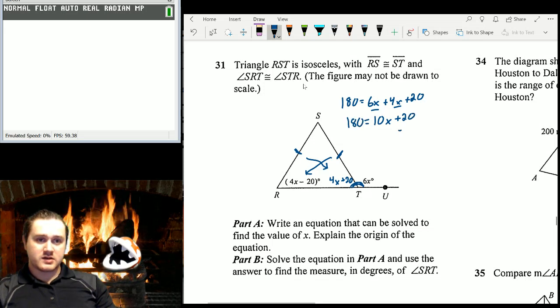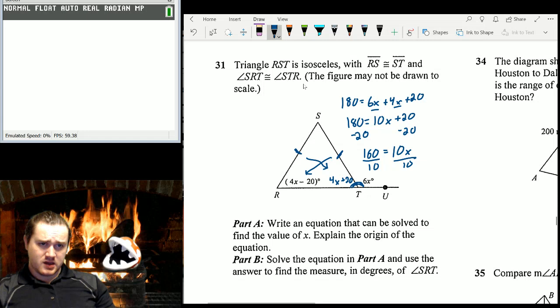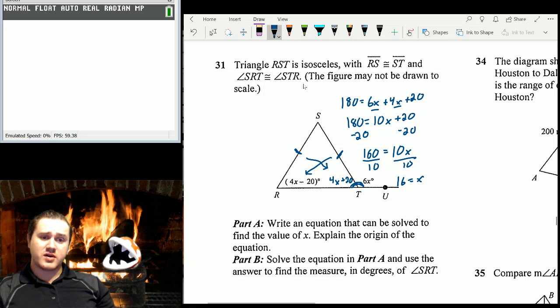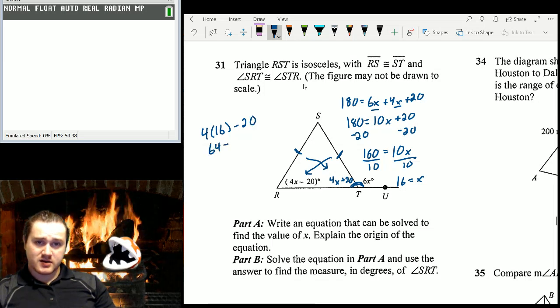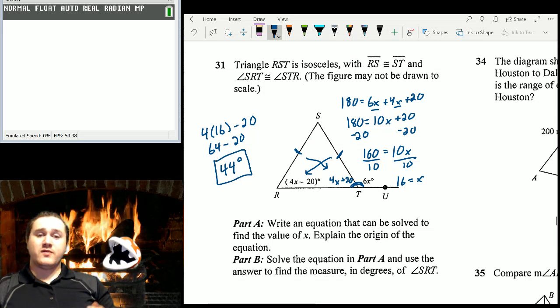We're going to subtract 20. And 160 equals 10x. Divide by 10. And 16 equals x. Alright, but again, we're not done because the other part of this one wants us to find SRT, which means we're going to plug into 4x minus 20. We're going to do 4 times 16 minus 20. 4 times 16 is 64. Minus 20 gives us a value of 44 degrees. That will be your final answer for finding SRT.